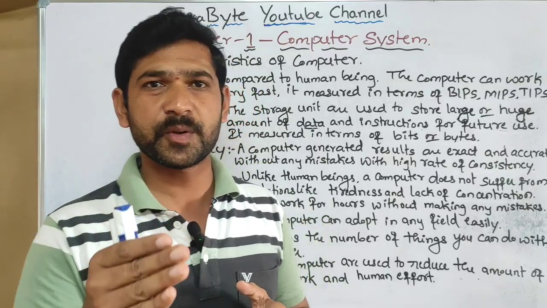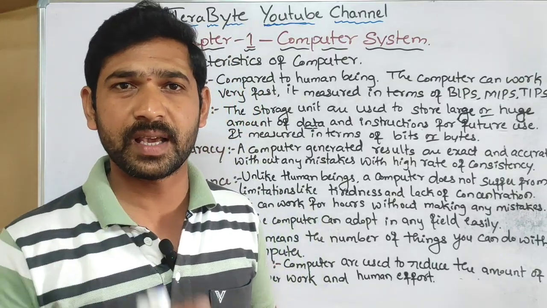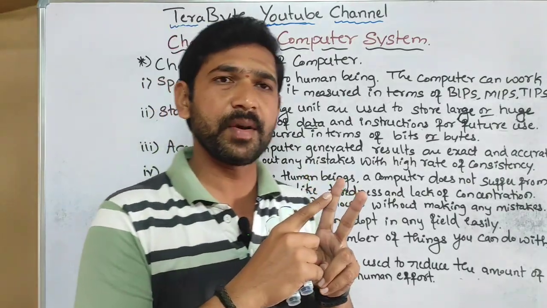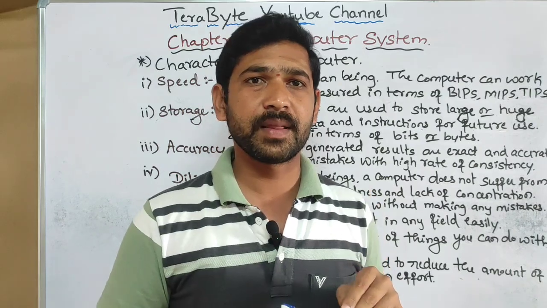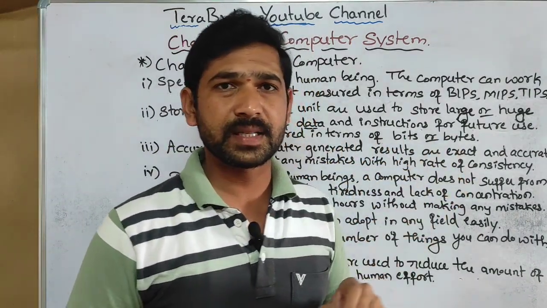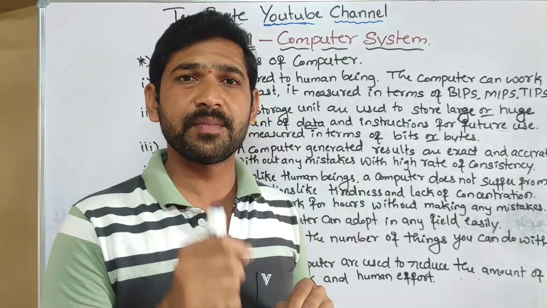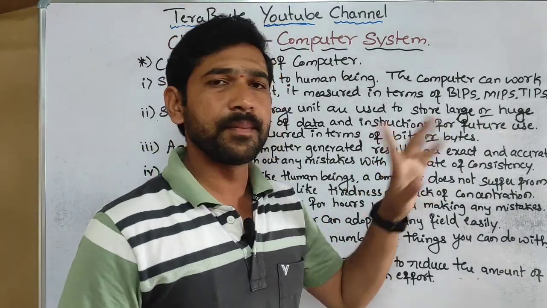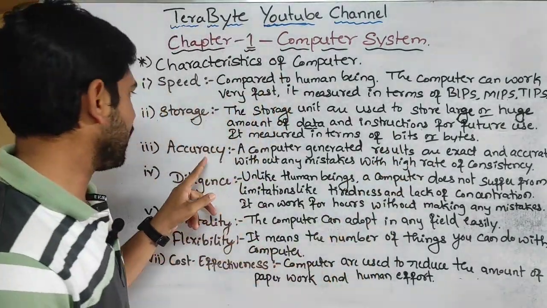Then there are two types of storage devices. I already told you there are two storage devices: one is primary memory, another one is secondary memory. Then it is measured in terms of bits or bytes. The computer memory is measured using bits and bytes. Okay? Third one, accuracy.